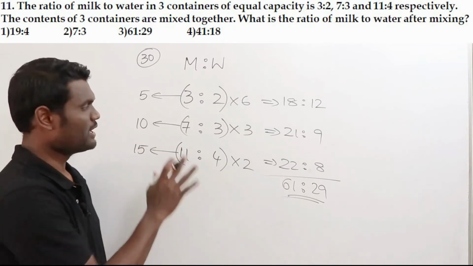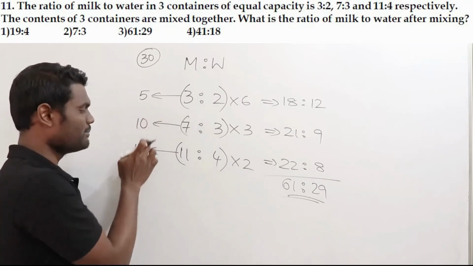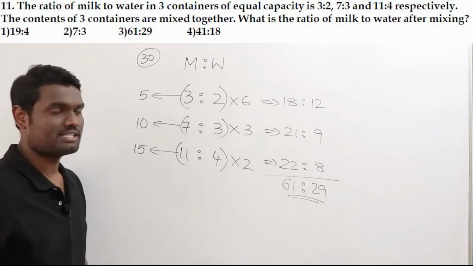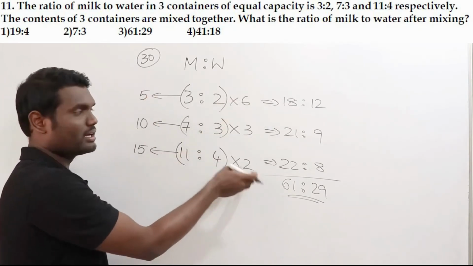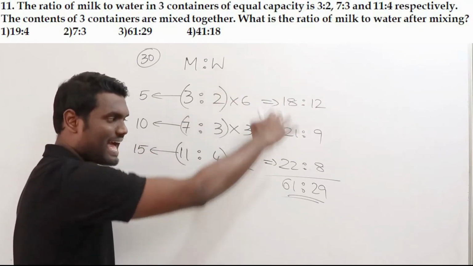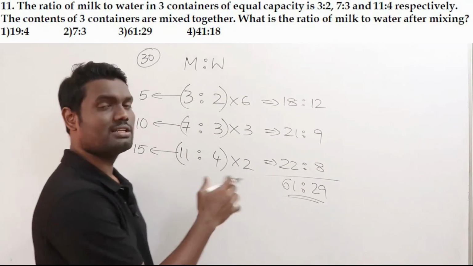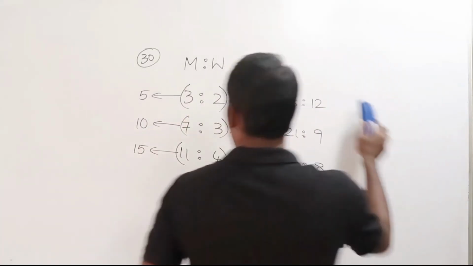Again, it's a simple thing. You take the parts and we came to know it's 5 parts, 10 parts and 15 parts. You take the LCM of these numbers, and once you take the LCM, we make all of them 30, 30, 30. Then you can directly take the ratio, add the quantity of milk and add the quantity of water, so that you come across the resultant mixture value. So the ratio will be 61:29.